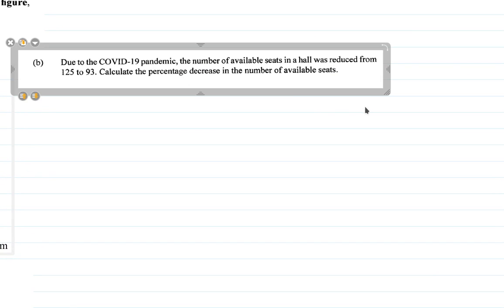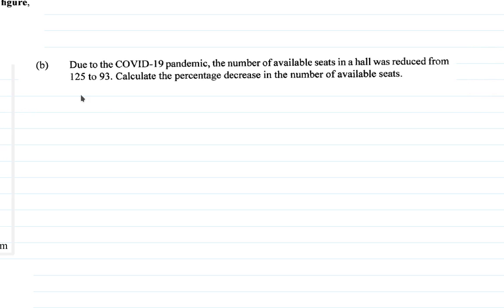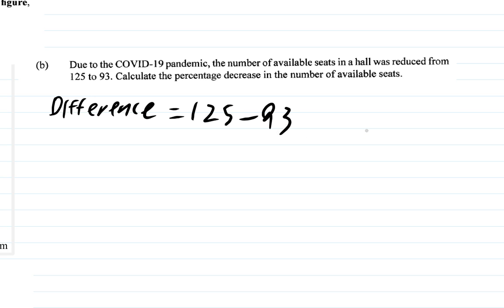Now, it reduces from 125 to 93. There's going to be a difference, right? The difference would be 125 minus 93. So 125 minus 93, that's what? 5 minus 3, that's 2. Then 2 minus 9, you can borrow 1 from this, you get 12, 9, 10, 11, 12, that's 32. Good.